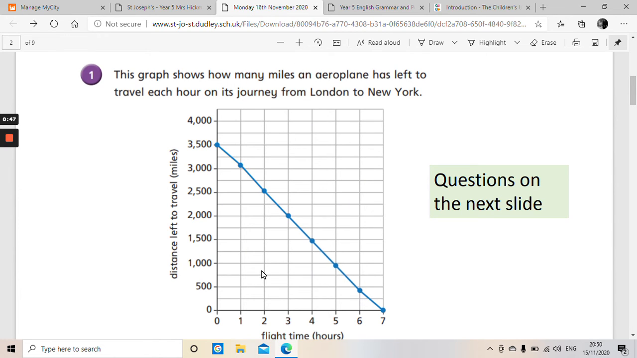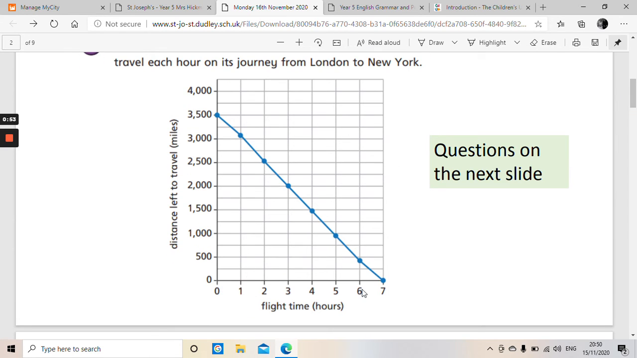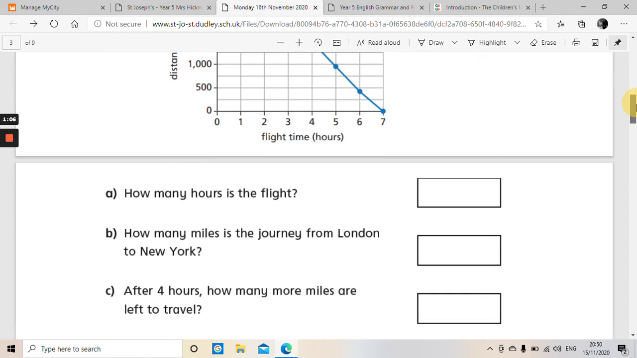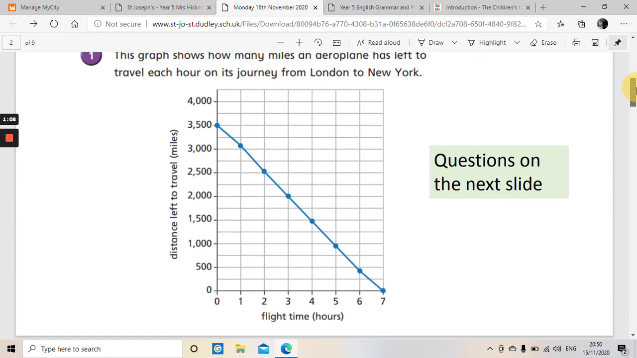The first one is all about an airplane and the journey from London to New York. Read the X and Y axis really carefully. We have the time in hours across the bottom, and we have the distance in miles going up the y-axis. The questions are on the next slide, as you can see. So how many hours is the flight? So have a look at the flight time in hours. How long does it go on for? You can probably see it there.